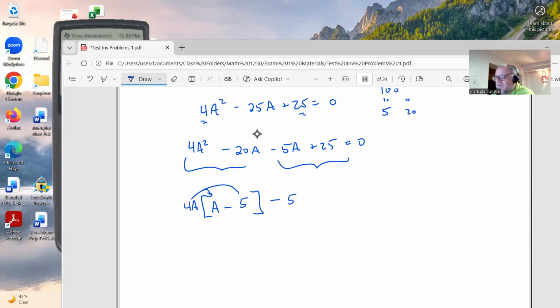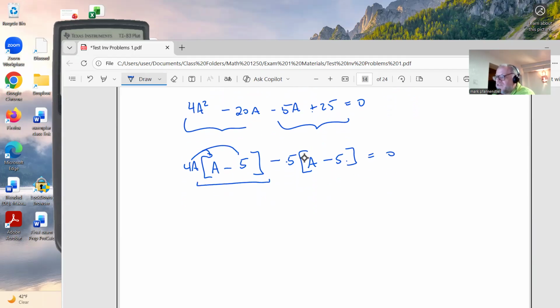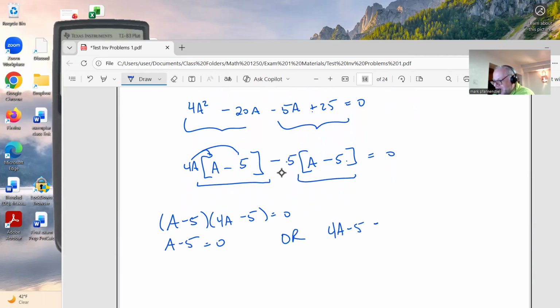Minus 5, we pull out a minus sign, so we have an a. Okay, and then we have to switch the signs. We pulled out a minus 5, so we're going to say minus 5 here. Again, if I multiply these back, we get a positive 25, set equal to 0. Right? Now these two are the same. We can go ahead and factor by grouping. We have an a minus 5, and then we have a 4a minus 5 equals 0. So at that point, we can say either a minus 5 equals 0, or 4a minus 5 equals 0.